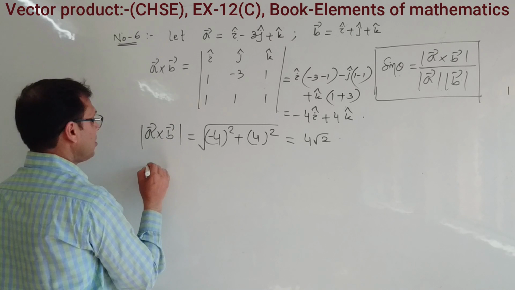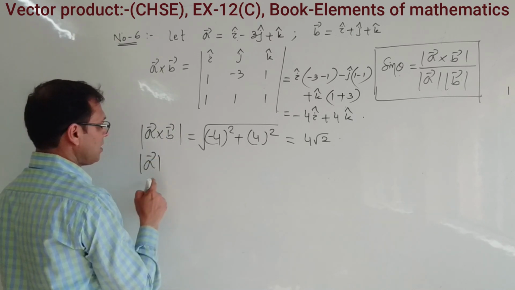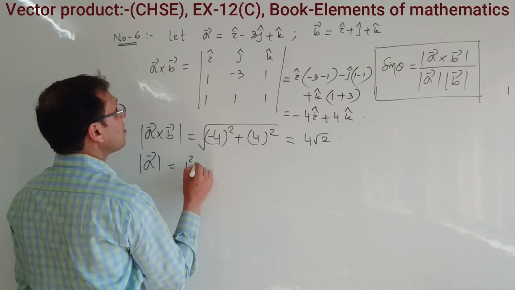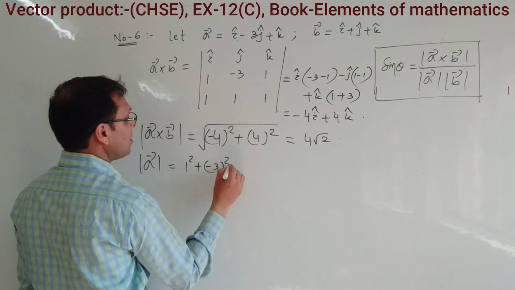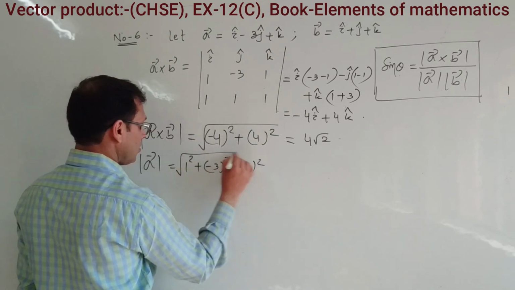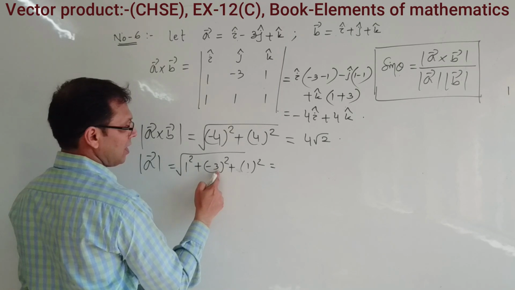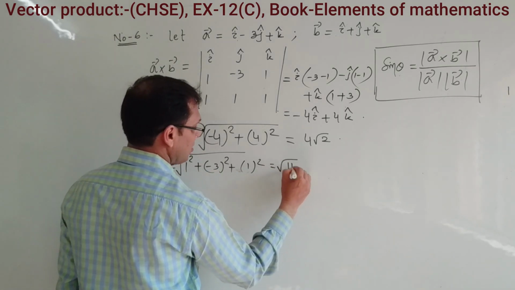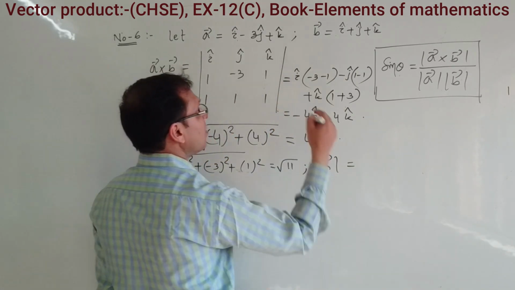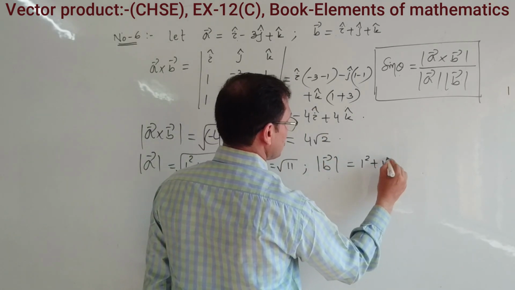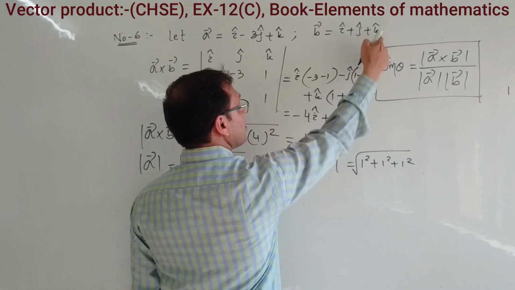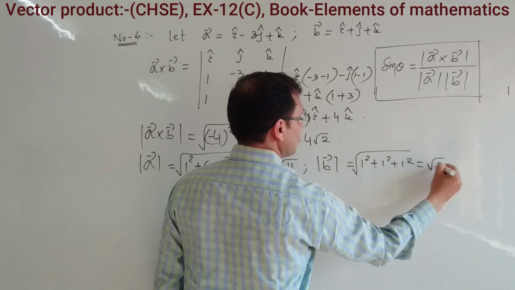Now we have to find the magnitude of vector A as well as vector B. The magnitude of vector A is the square root of 1 squared plus minus 3 squared plus 1 squared, that is 1, 9, 1, 10, 1, 11, root 11. And the magnitude of vector B is the square root of 1 squared plus 1 squared plus 1 squared, isn't it? That is root 3.